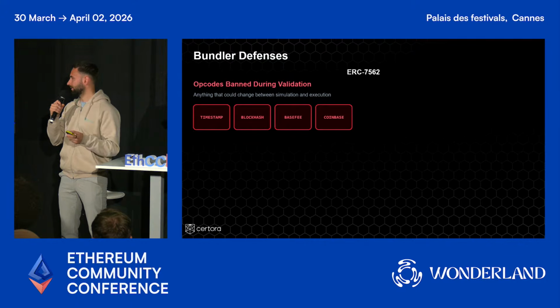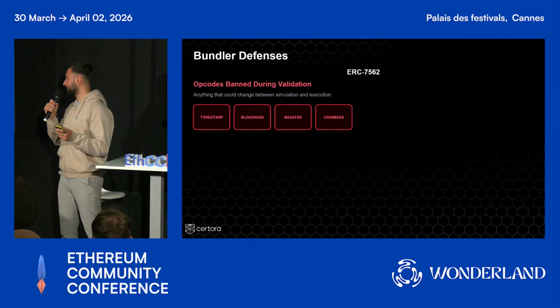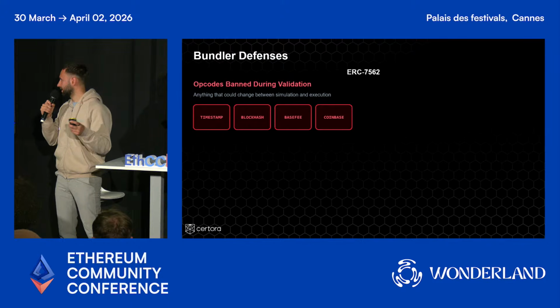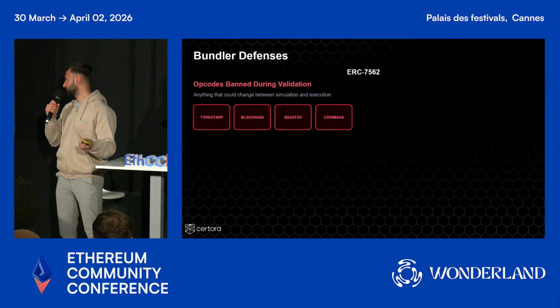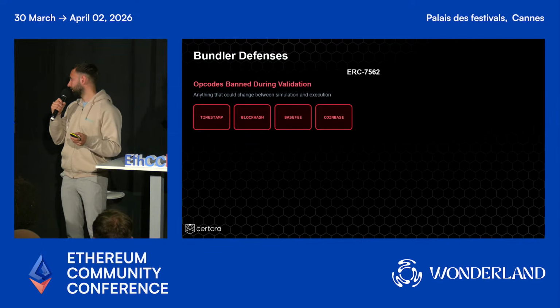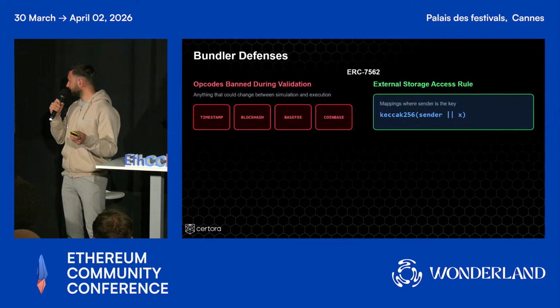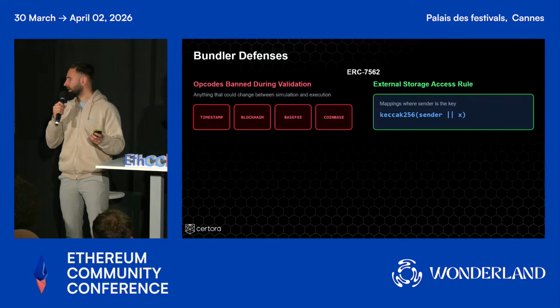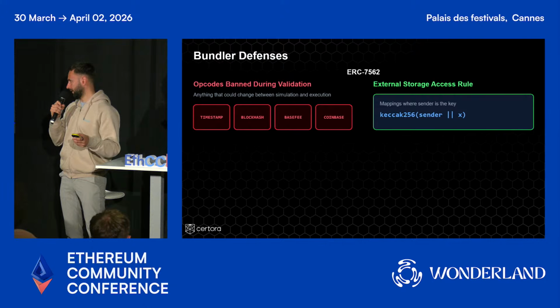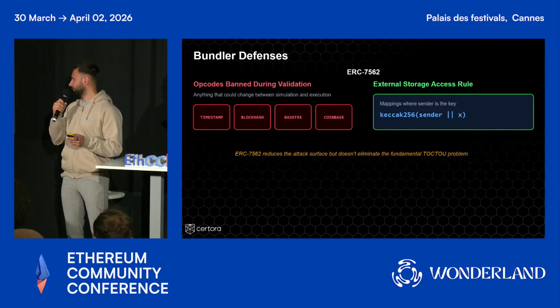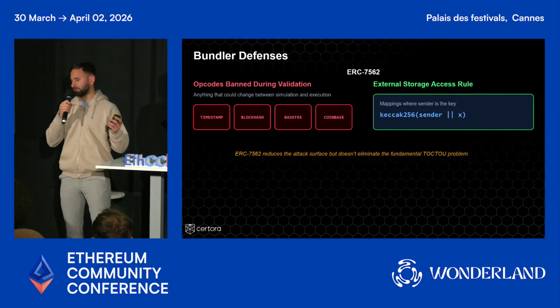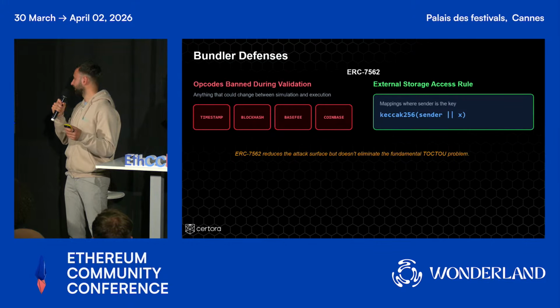The first one is that it bans opcodes: anything that could change between simulation and execution is banned. So timestamp, block hash, base fee, coinbase are banned. And it does one more thing: it restricts the external storage access rule. So basically, you can only read mappings where the sender is the key. So the takeaway for ERC 7562 is that it reduces the attack surface but doesn't eliminate the fundamental problem we have in 4337.